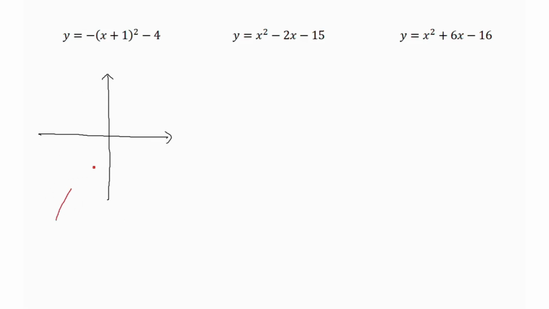So this time we can actually draw it first, because we know the y-intercept is going to be down here somewhere. Extend that y-axis a little bit down here. And to find that y-intercept, it's when x is equal to 0, so we get 1 squared, and minus that, so it's -1 and -4, so that's going to be at -5. And that point was at -1, -4.